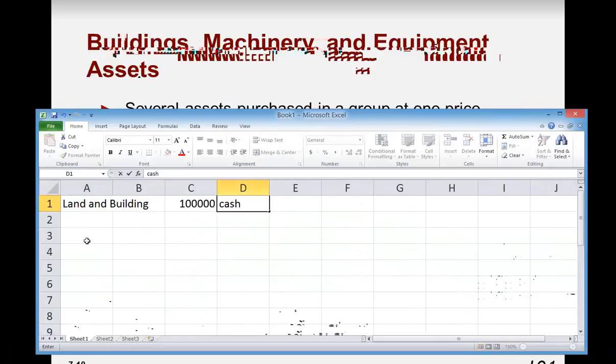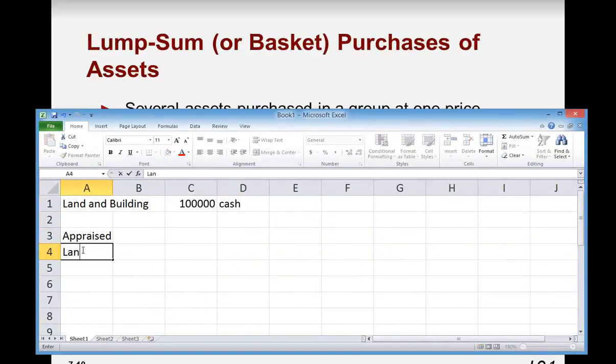We'll just add some details in here. I went out and I had this appraised. When I had it appraised, the land came back at $75,000 and the building came back at $50,000. So that's appraisal, fair market value, okay? How would I record this in my journal entry?